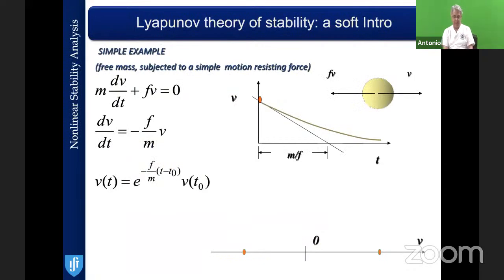All right, so this brings us to Lyapunov theory of stability, which is something that was completely revolutionary at the time. It has more than 100 years now, but it was a big revolution.